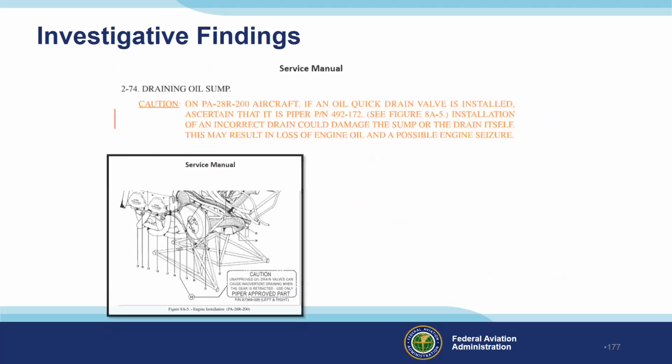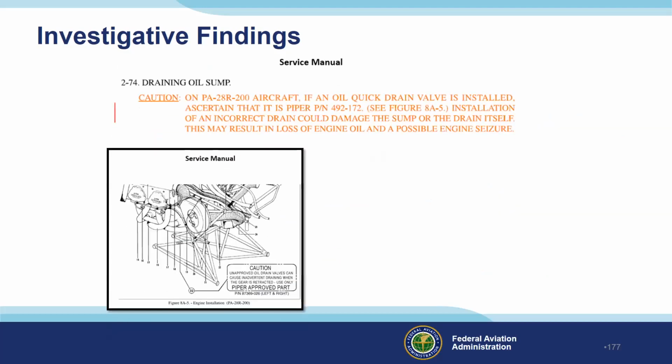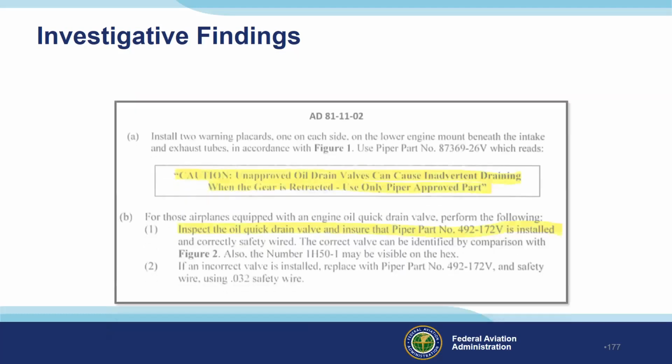Here's an example of the service manual. Make sure it's a Piper part number 492-172. And you can also see the placards down there. Caution, an unapproved oil drain can cause inadvertent draining when the gear is retracted. Use only a Piper approved part.